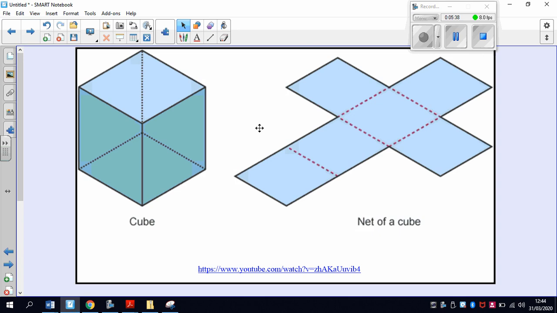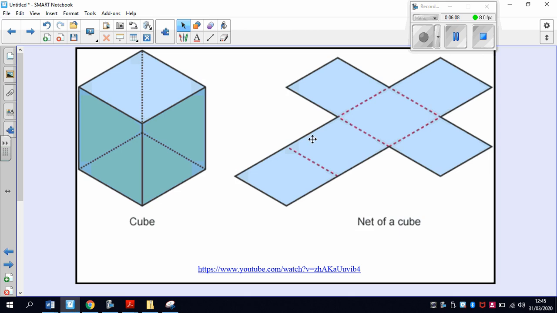Now, what you can do with a cube, in fact, what you can do with a lot of 3D shapes, is you can actually form them with a net. Hopefully you might recognize that this net here can be folded to create the cube. We know that a cube has 6 faces. Therefore, this net, if it's going to form a cube, should also have 6 faces. 1, 2, 3, 4, 5, 6.